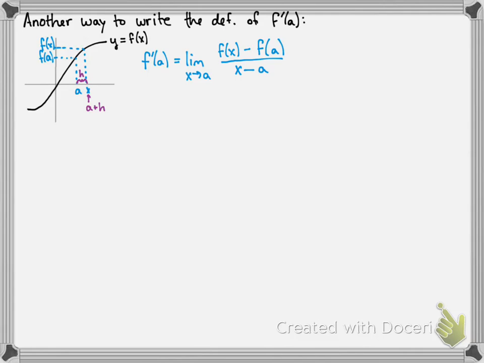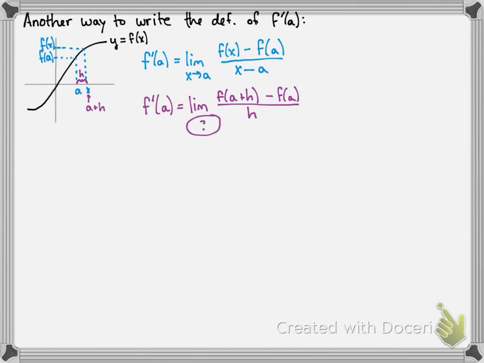If I call the distance between a and x h, right, so that's a horizontal distance, then another way to write x is a plus h. I start at a and I move h along and I get to x, a plus h. So I can replace all my x's with a plus h's. And what I'll get is the limit of f of a plus h minus f of a over h. That's a plus h minus a.